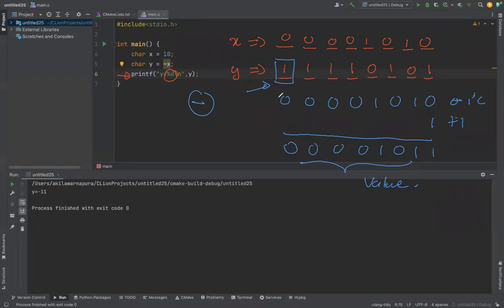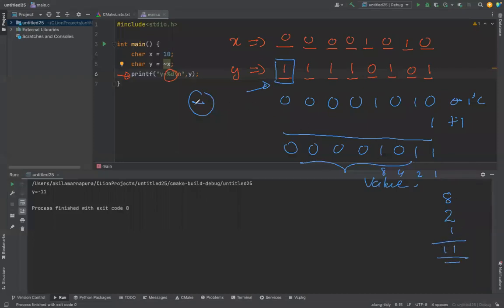So this is the sign, this is the value. What is this value? 1 0 1 1. That means here 1, 2, 4, 8. The 8 bit is 1, the second bit is 1, the first bit is 1. What is the value? It is 11.